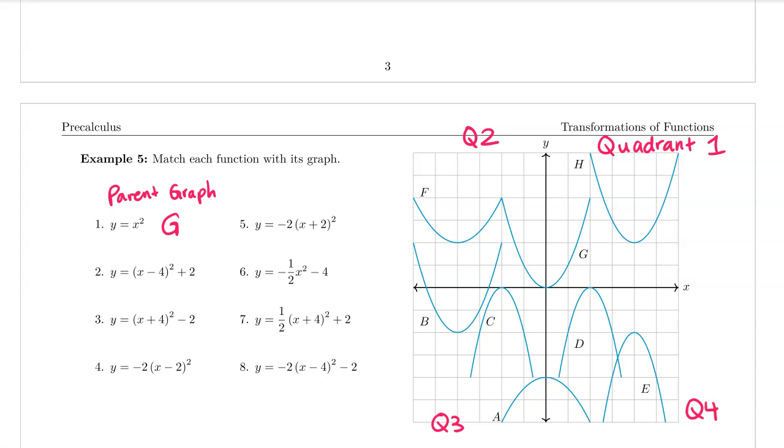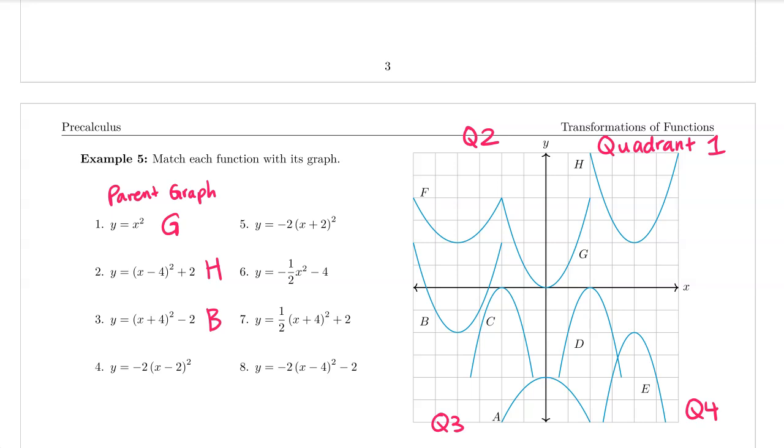So what this is telling us is we are shifting twice, and the shifts that are happening is that we are shifting to the right 4 units and we're shifting up 2 units. And so that means that our vertex is going to be in quadrant 1, and the only graph that has its vertex in quadrant 1 is graph H. For equation 3, now we kind of have the reverse. We're shifting left 4 units and down 2 units, and that would correspond with graph B.